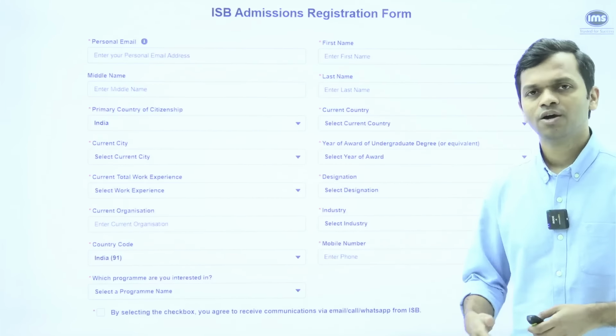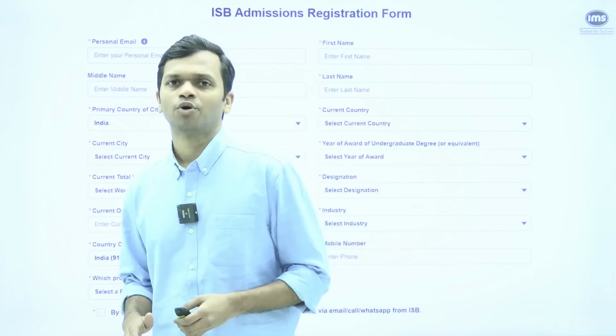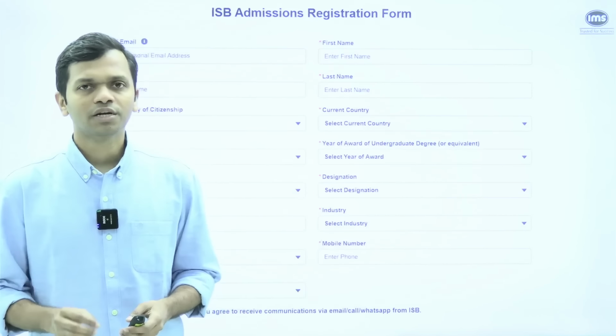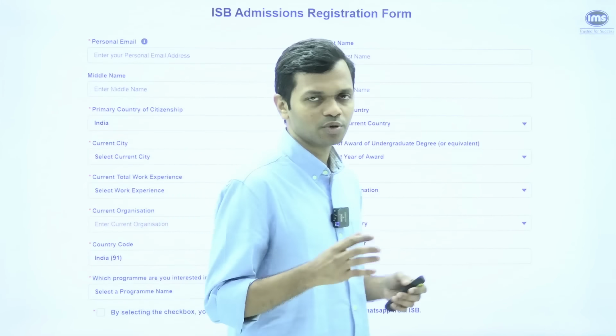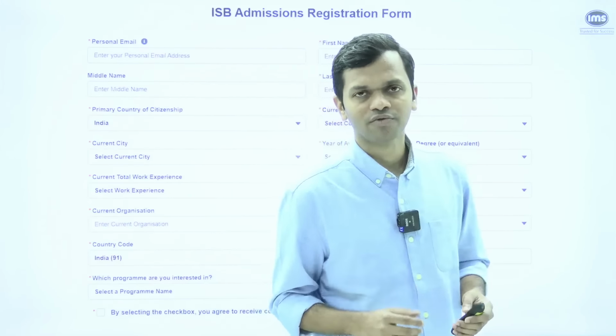So in terms of program, you will see all the programs that ISB offers here. What you need to select is the PGP YL program, okay, because that's what we are doing in this video. So PGP YL is for people who are between 0 to 2 years of work experience, that is what you will select, and then click on that checkbox that is there. Now, once you do this, you're going to get a confirmation on your email, and then you can begin the rest of the application process.